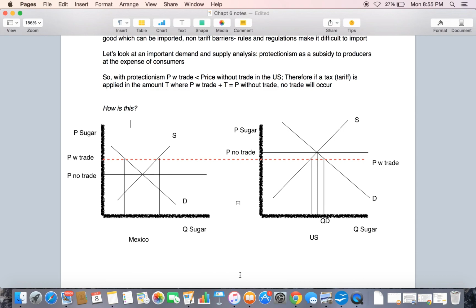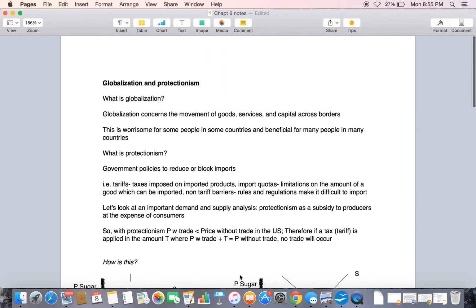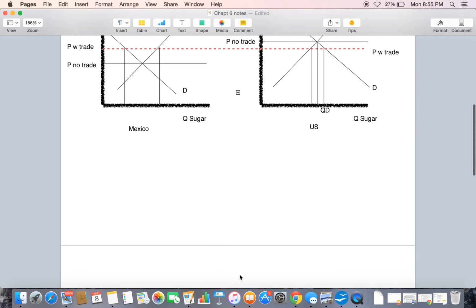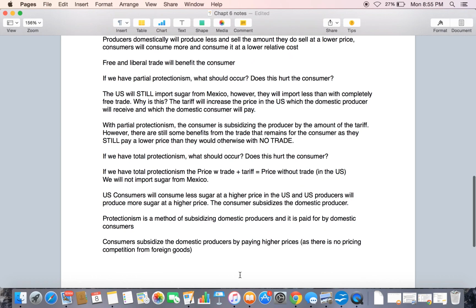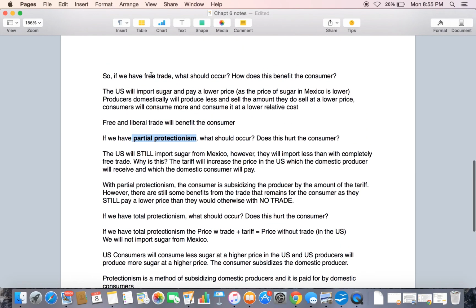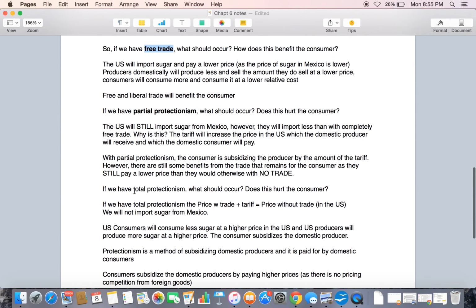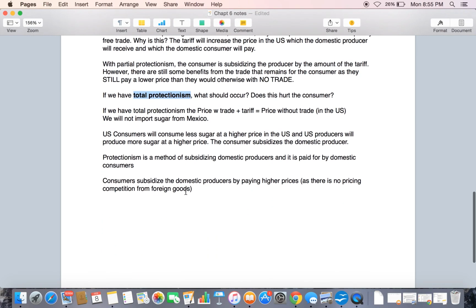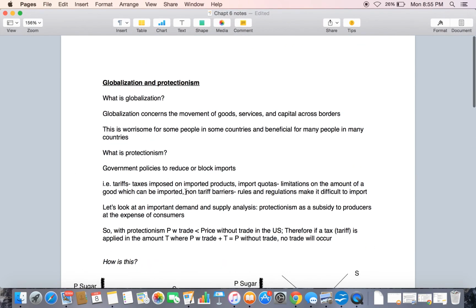So what I would do if I were you is, after you're able to understand this puzzle that we've worked on here to show what happens when we have partial protectionism versus free trade versus total protectionism, take a look at the different arguments for and against protectionism. I think that you will find them quite interesting, and I'm sure they'll help you study for the exam that we're going to have at the end of the semester.